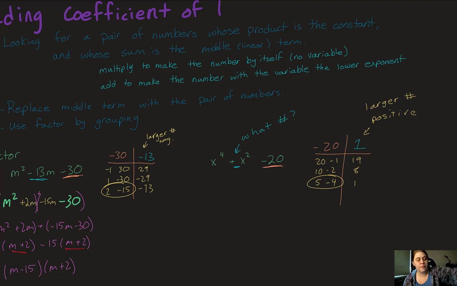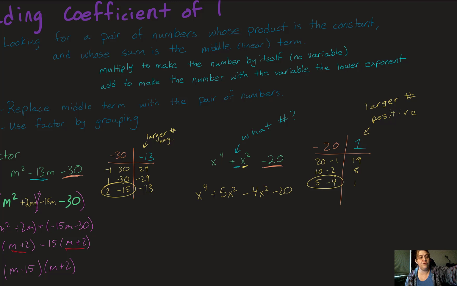Okay, so sorry about writing while talking with other things. So we're trying to multiply to negative 20 and add up to positive 1. It's 5 and negative 4. Going to replace the middle term. So we have x to the 4th plus 5x squared minus 4x squared minus 20. It's very important that you keep the x squared because that's what we started with.